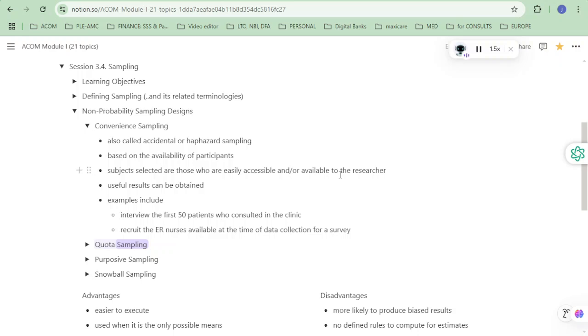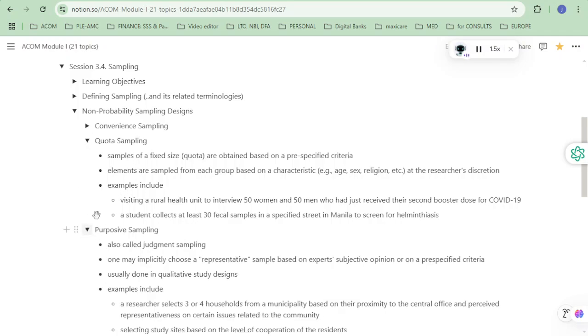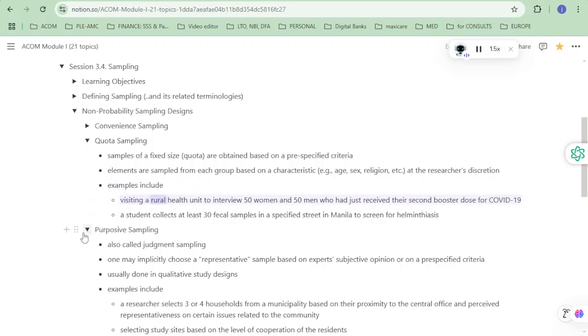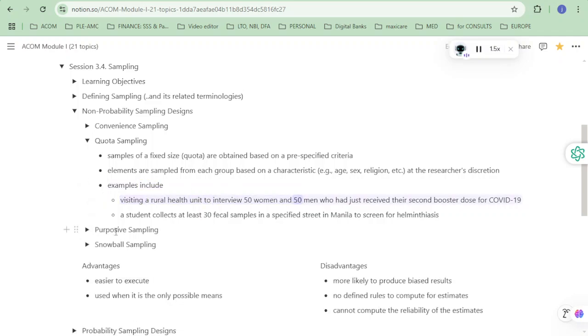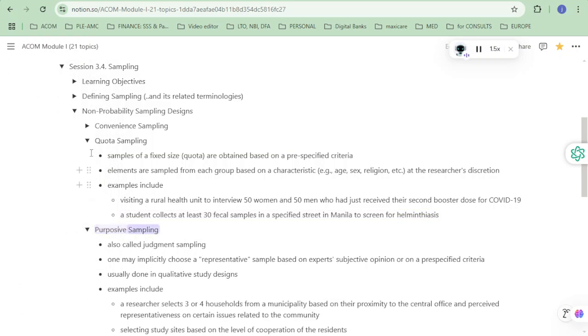Quota sampling. Samples of a fixed size, the quota, are obtained based on pre-specified criteria. Elements are sampled from each group based on a characteristic, for example age, sex, religion, etc., at the researcher's discretion. Examples include: visiting a rural health unit to interview 50 women and 50 men who had just received their second booster dose for COVID-19. A student collects at least 30 fecal samples in a specified street in Manila to screen for helminthiasis. Purposive sampling.